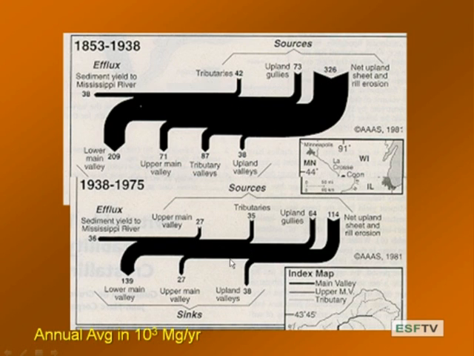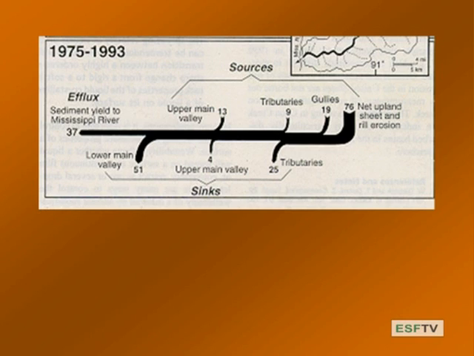And then we go to the most recent period, 75, 76 to 93. And again, a tremendous reduction. We're down to 76. The deposits in the tributaries, the upper main valley and lower main valley, tremendously reduced. The yield to the Mississippi, still not very much different, about 37. But the big difference is in the amount of accretion, the amount of soil moving around and ending up in lower parts of the valley.